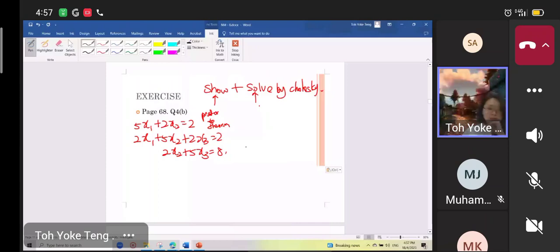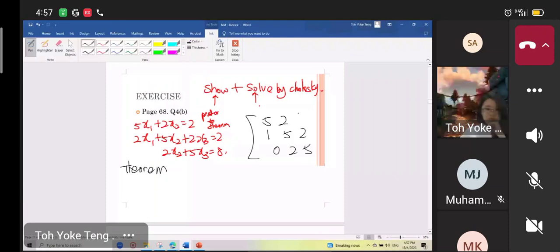Okay, so I just prove it using the theorem. So from here, the matrix forms, you know that there is 5, 2, 1, 5, 2, 0, 2, 5. Okay, remember that in case it is not in arrangement, try to rearrange it. Maybe sometimes this one is x2, this one is x3, this one is x2. Okay, so please make sure that all the elements are correct here.